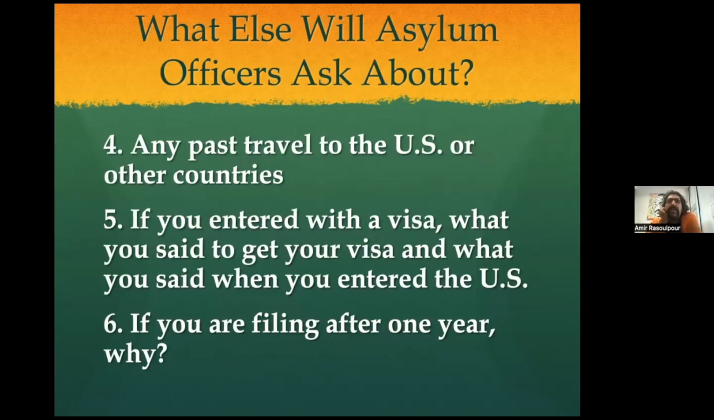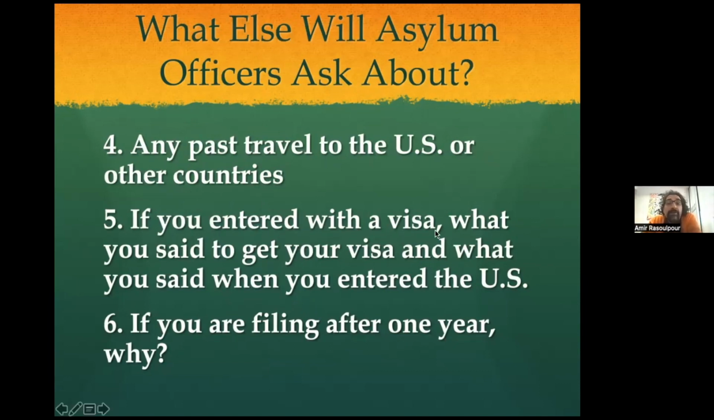So what else will asylum officers ask about? I created this more in terms of as if you're applying with the USCIS, but it would be similar if you were in court. So they would want to know about any past travel to the US or to any other countries. The point of those questions would be to see, why didn't you apply for asylum if you were in the US before, or why didn't you apply for asylum in a different country?